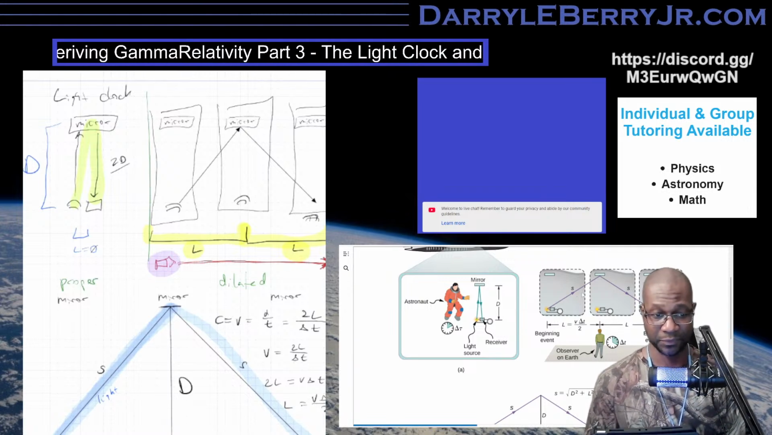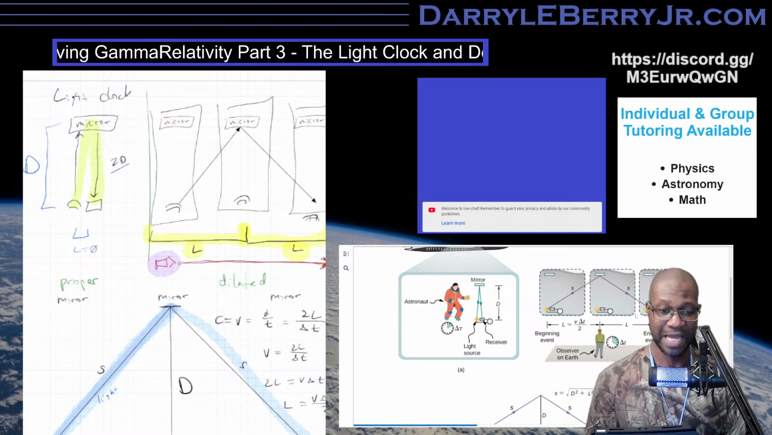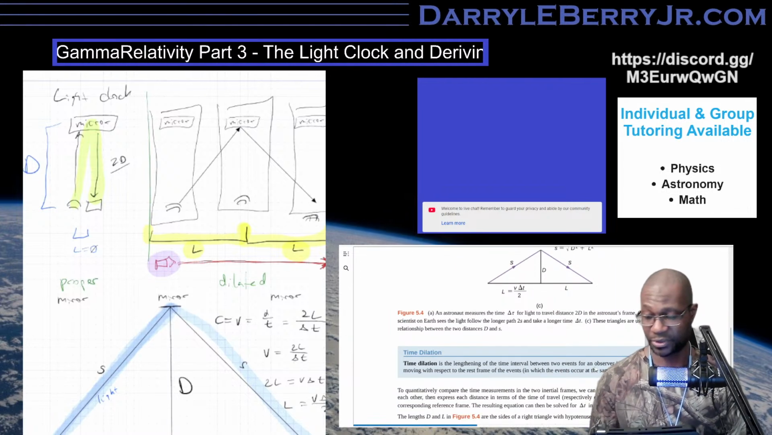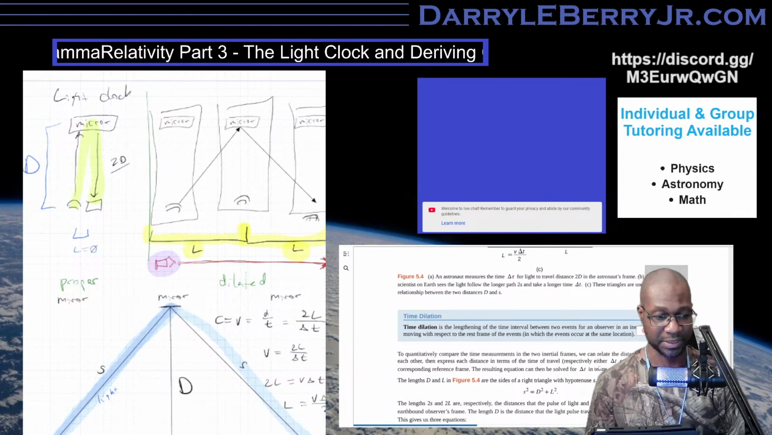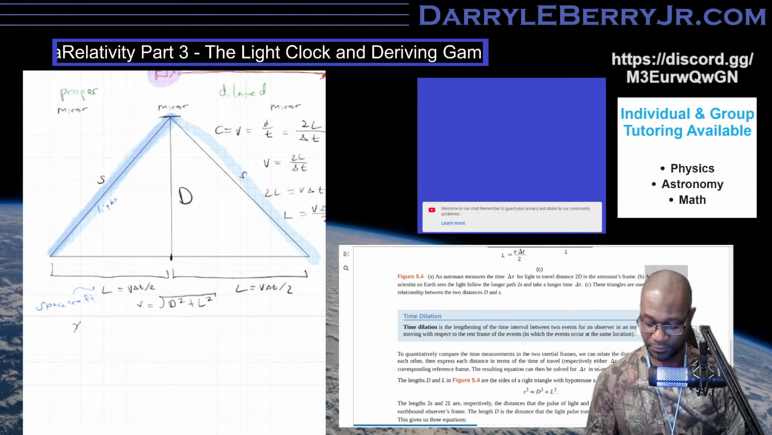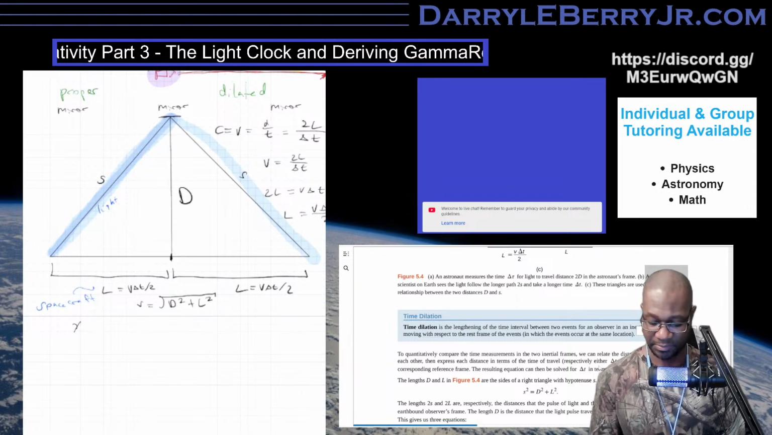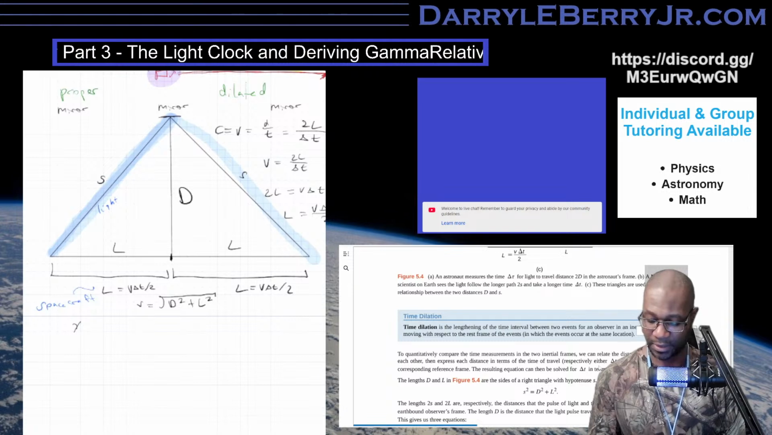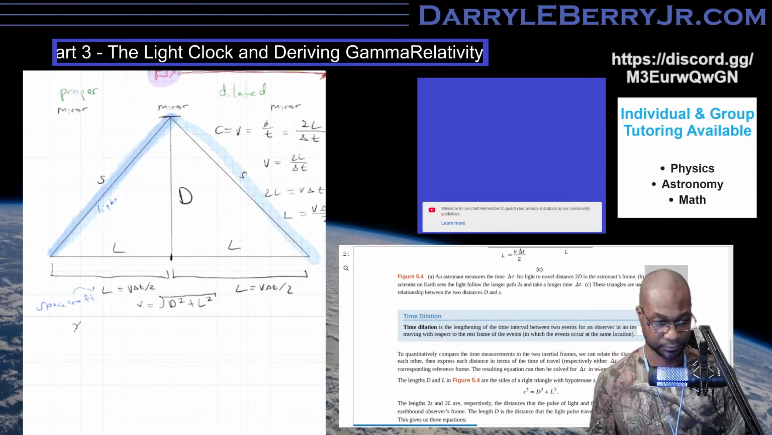So the event, which is the light clock, does not happen in the same location. So the observer on the ground is going to measure time dilation, is going to measure a longer period of time. And we also got to s squared equals b squared plus L squared by simply making a triangle out of the L, d, and s here.